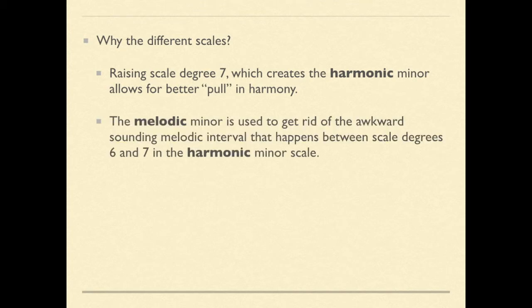The melodic minor is used to get rid of the awkward sounding melodic interval that happens between scale degrees 6 and 7 in the harmonic minor scale. You will hear scale degrees 5, 6, 7, 1 in the harmonic minor scale. Listen for the awkward interval between scale degrees 6 and 7, which are the second and third notes.